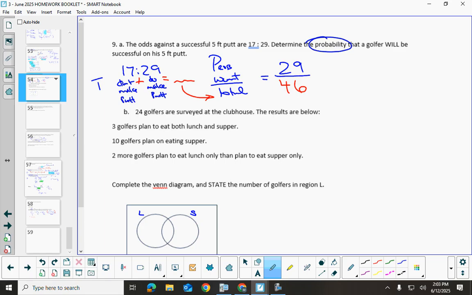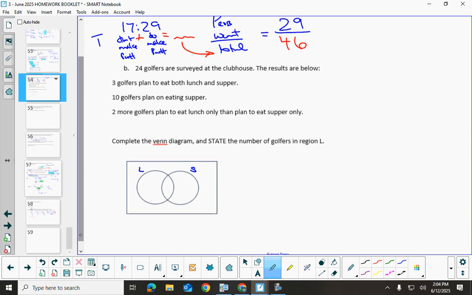Okay, part B. 24 golfers are surveyed at the clubhouse. The results are below. 3 golfers plan to eat both lunch and supper. 10 golfers plan on eating supper. 2 more golfers plan to eat lunch only than plan to eat supper only. Complete the Venn diagram. Okay, so this is now the set theory unit. We've changed units again. So we've got L for lunch and S for supper. Our universal is 24 because that's how many golfers were surveyed.